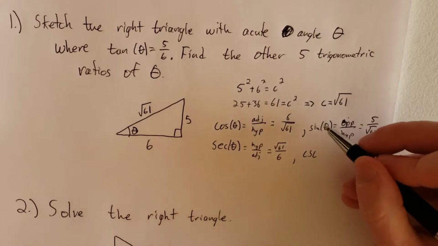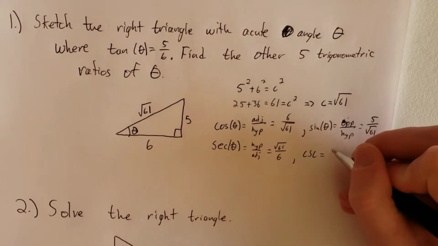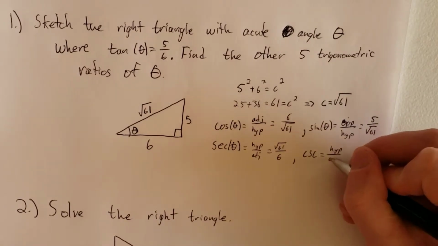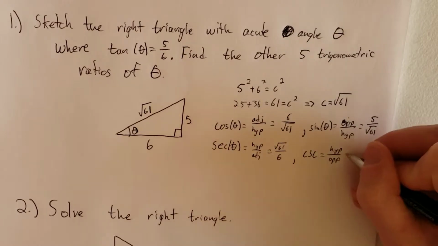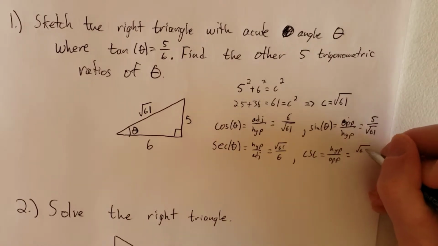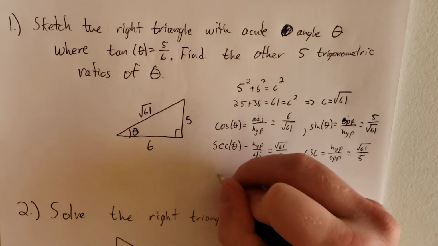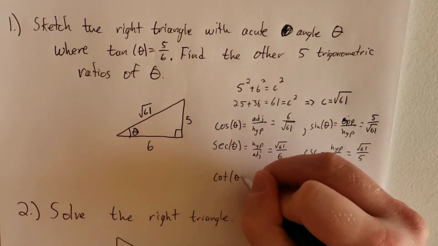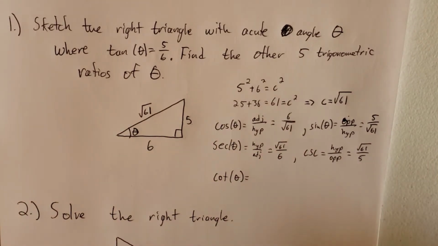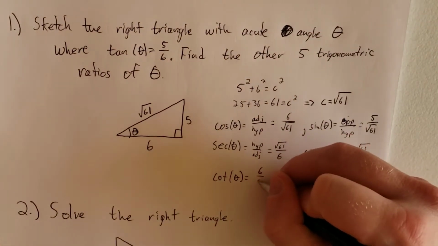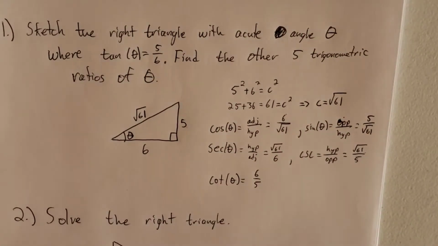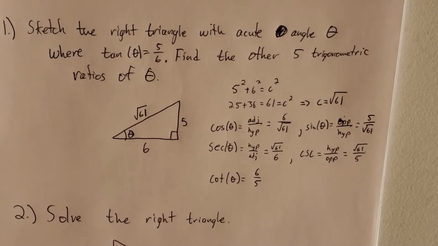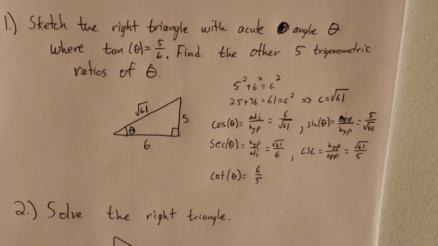Cosecant is 1 over sine. So that just swaps the hypotenuse and the opposite. And this is now square root of 61 over 5. And cotangent is 1 over tangent. Tangent was 5 over 6, so cotangent is 6 over 5. And very good. We've got that one done now.